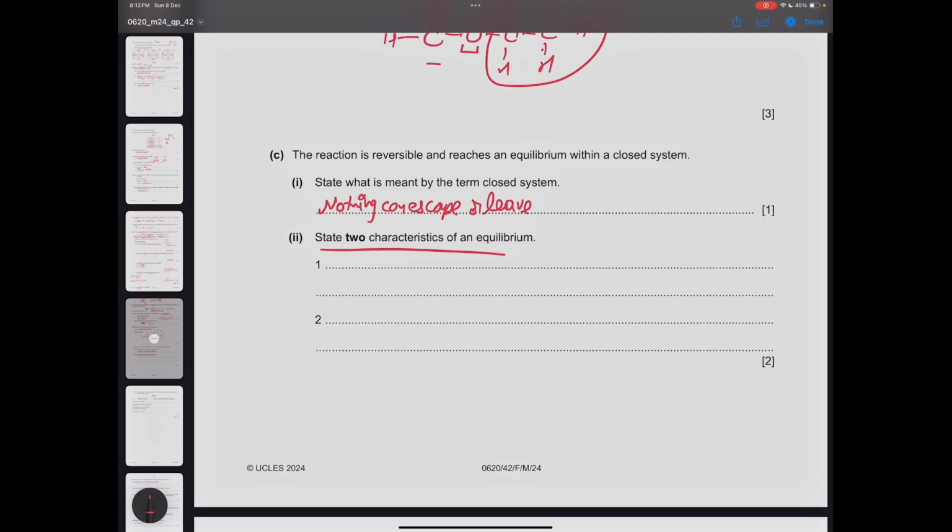We know that first we need to mention rate of forward reaction is equal to rate of reverse or backward reaction. Second, concentration of reactants and products is constant. Sometimes children end up mentioning concentration is the same. It is not overall the same. It doesn't stay the same all the time. Sometimes it might be, sometimes it might not be. But it stays constant. That is true. So rate of forward reaction is equal to rate of backward reaction, and concentration is constant.